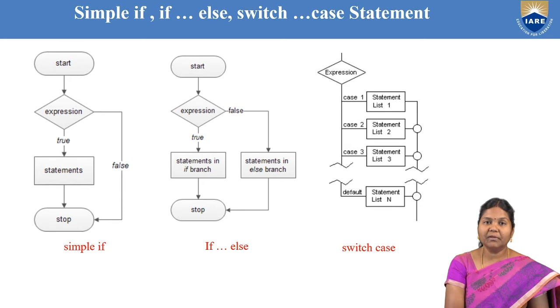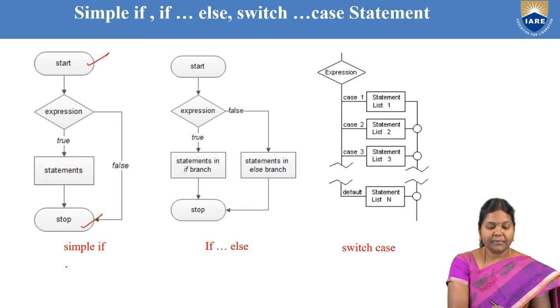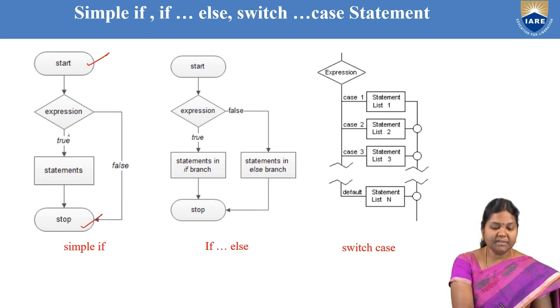So what is a simple if? Simple if means that there is one condition or expression. If that expression is true, then what you have to do? If that expression is not true or false, then you have to do nothing. That is called a simple if. So you can see here start and stop symbols are there. Then we are checking the expression or condition. If this expression is true, then we are executing some statements. If it is false, then we are doing nothing and we are coming to the end.